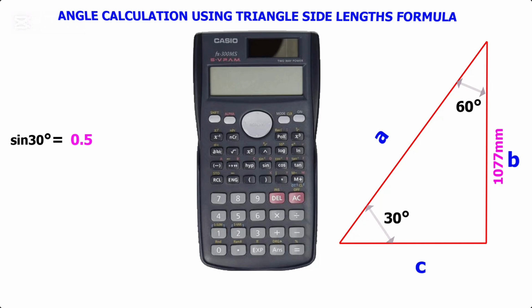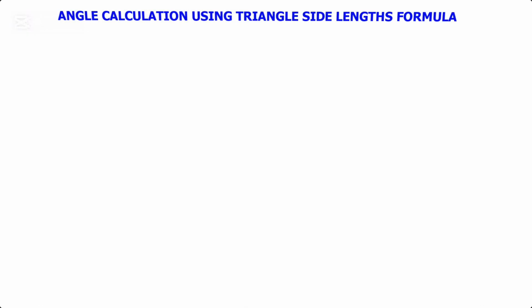So to calculate the A or the travel, A is equal to 1077 divided by 0.5, which is equal to 2155. So it means our A here is 2155 mm.